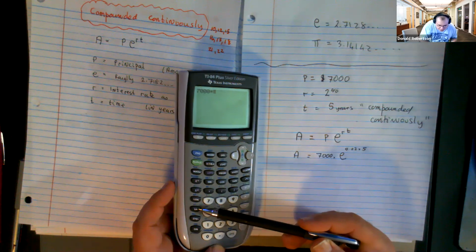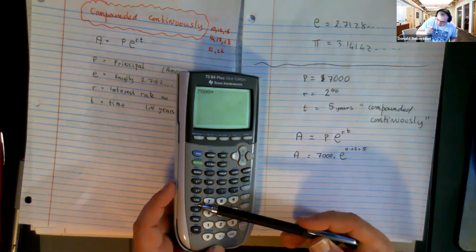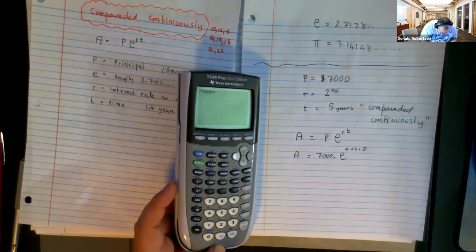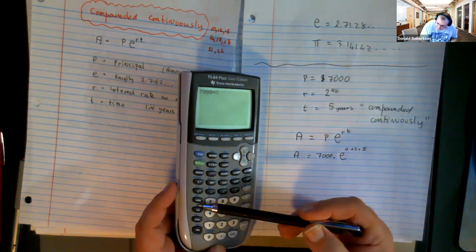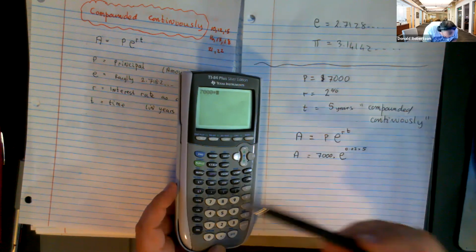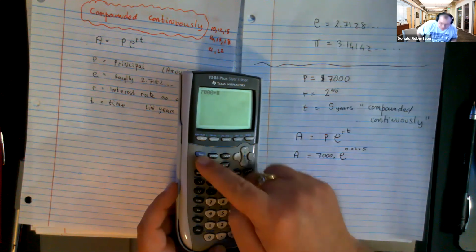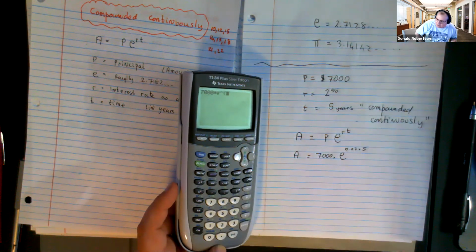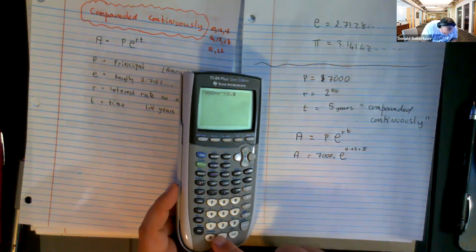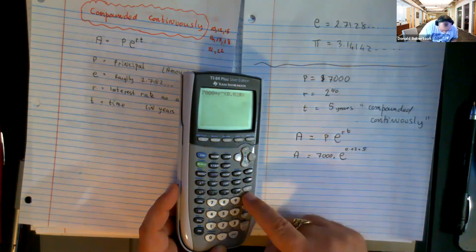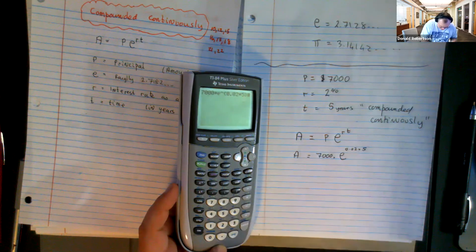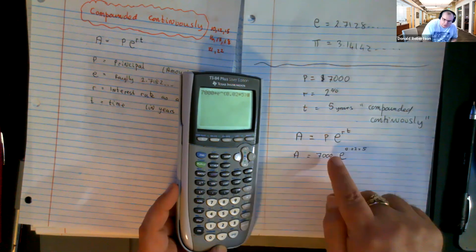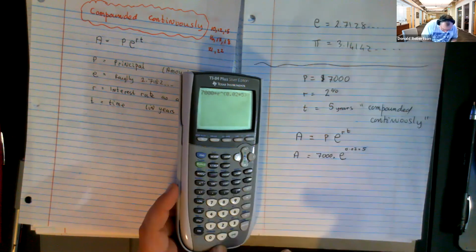Over here where my pen is pointing, do you see a little blue E with a little X? Hit the blue button and the LN button. Do you see it now goes E to the power of? Type in 0.02 times 5 and close the brackets. That's how you get this calculation onto your calculator.